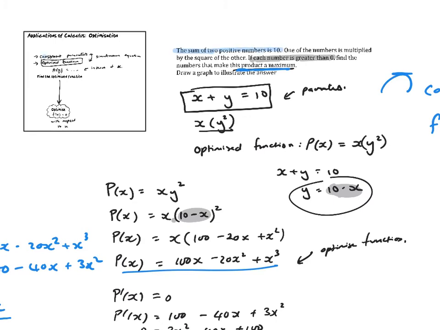So those are our parameters, right? And then what we do is we form an optimized function, right? So for which, one of the two numbers multiplied by the square of the other one. So that's the product. For which is the product a maximum? So you write down that product, right? So the product P(x) is equal to that, but you only want it in terms of either x's or y's. Okay, you decide, it's up to you.